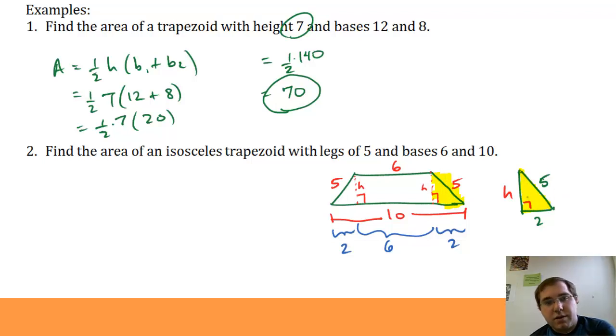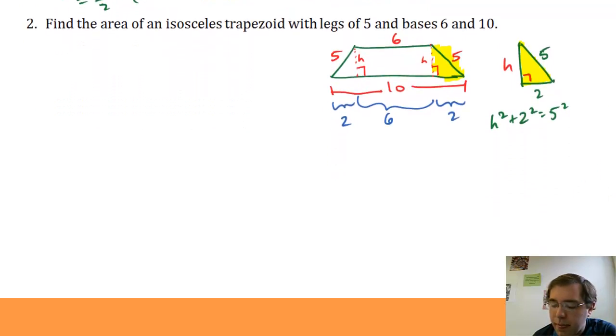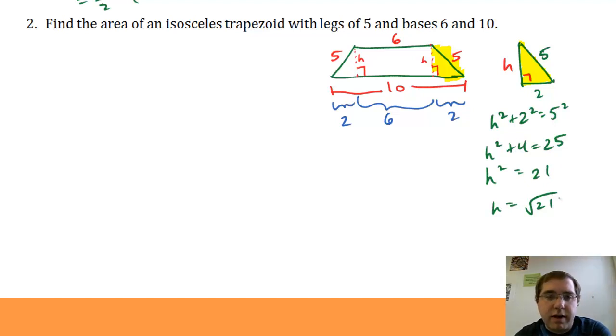How do I do that? Use the Pythagorean Theorem. So h squared plus 2 squared is going to be 5 squared. That means h squared plus 4 is going to be 25. So h squared is going to be 21. And h is going to be the square root of 21. Can I simplify the square root of 21? No, it's already simplified. Okay, so now I know the height because I found this, and it's square root of 21.